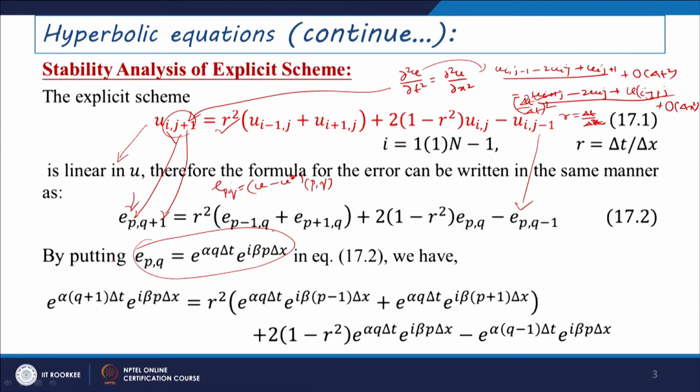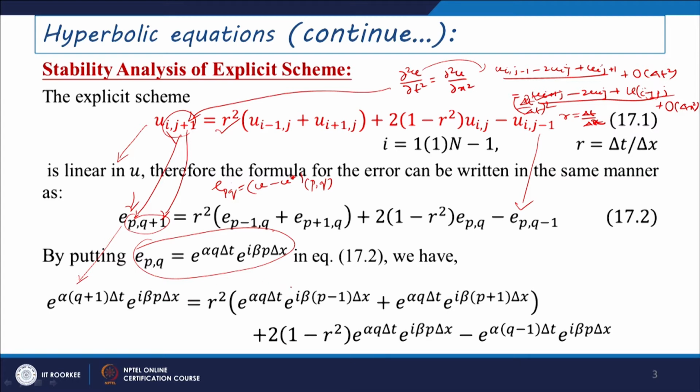And if we put these power terms in the error term at the coordinate p, q plus 1, this can be written as e of p q plus 1 as e to the power alpha into q replaced by q plus 1 into del t, e to the power i beta p delta x.